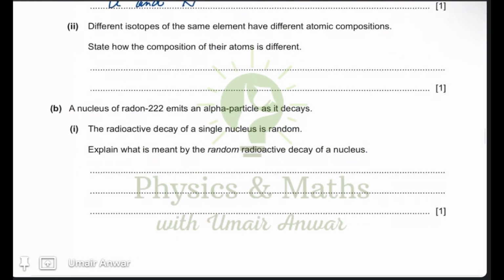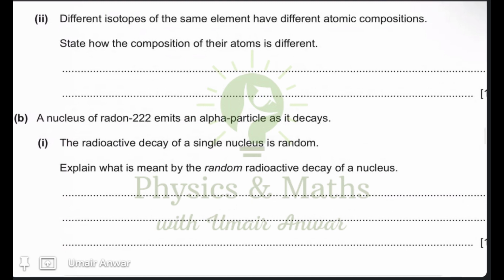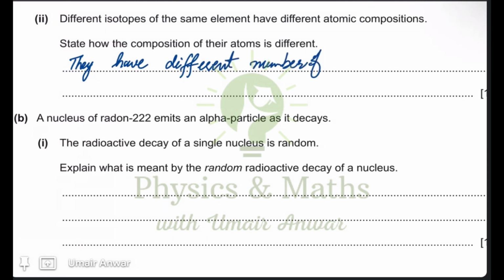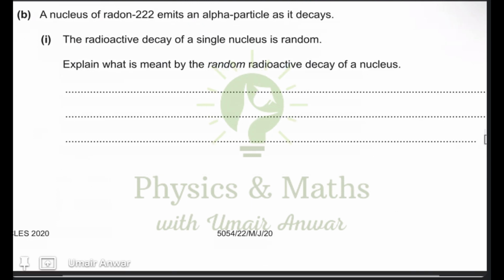Different isotopes of the same element have different atomic compositions. State how the composition of their atoms is different. So there is only one difference, and it is they have different number of neutrons. Otherwise, the proton number and the number of electrons are same.